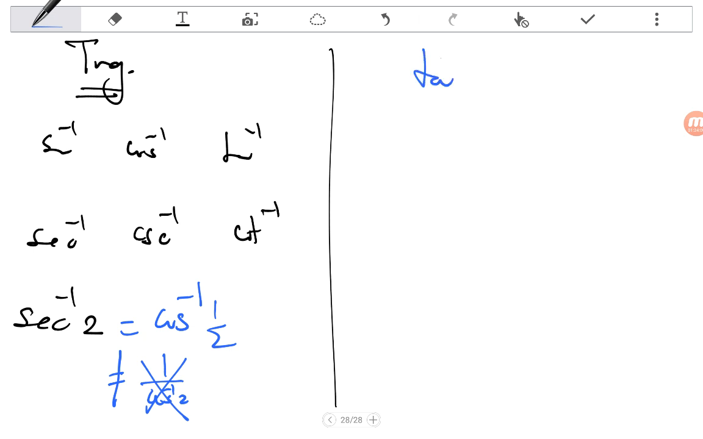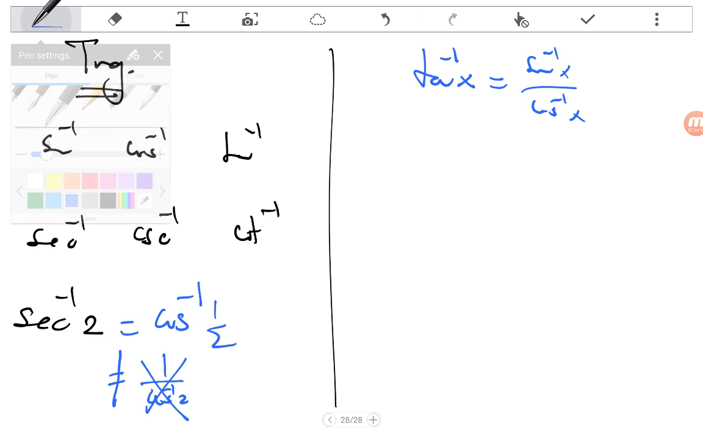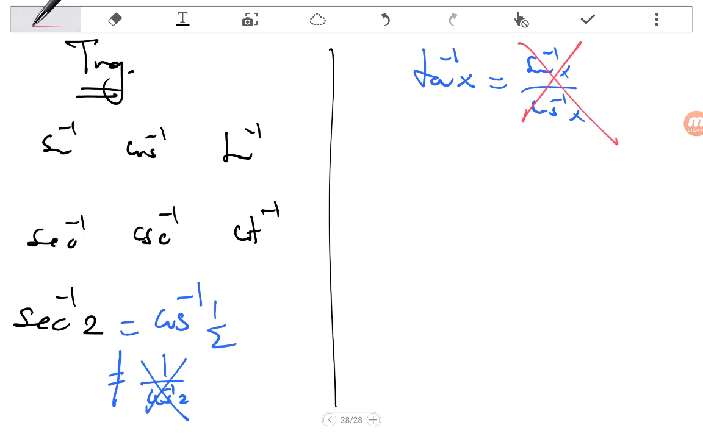Okay? Now I will just ask you this question. Is tan inverse equal to sine inverse over cosine inverse or not? This is a very wrong expression. You cannot take the trigonometric relations and just put an inverse on them. No. So you don't ever do that.